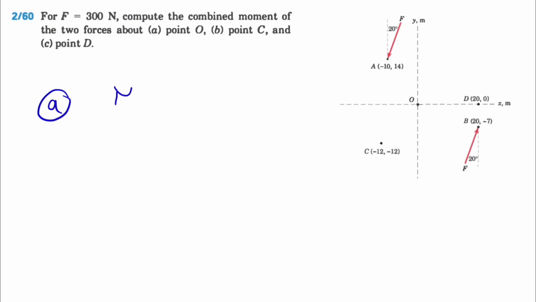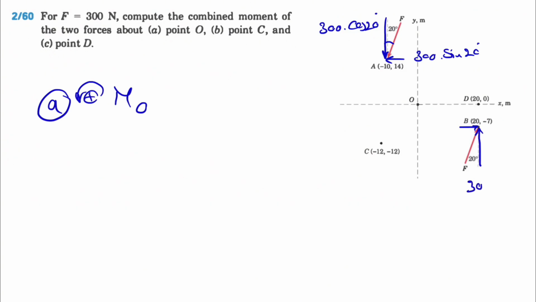In the A part, we need to find the moment about point O, and we call counterclockwise positive. We're going to use the 2D shortcut that we have, and basically we're just going to resolve each of these two forces into X and Y components. We have this one at 20 degrees, so this component would be 300 times cosine of 20 degrees, and the other one would be 300 times sine of 20 degrees. We have the same thing in here, just in the opposite direction, and the vertical component would be 300 cosine of 20 degrees, and the horizontal would be 300 times sine of 20 degrees.